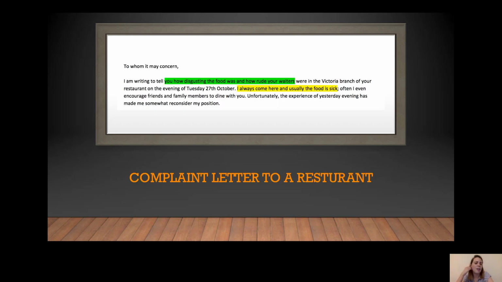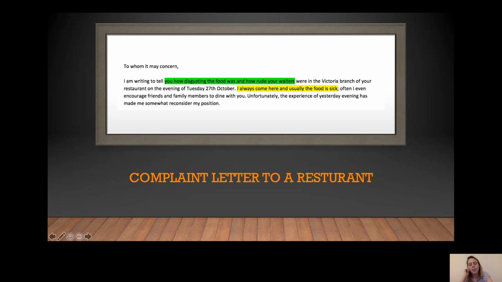Now, let's have a look at this complaint letter to a restaurant, and this will form the basis of today's task. "To whom it may concern." This is a real letter that we have. It was written to a restaurant in London. "I am writing to tell you how disgusting the food was and how rude your waiters were in the Victoria branch of your restaurant on the evening of Tuesday, the 27th of October. I always come here and usually the food is sick. Often, I even encourage friends and family members to dine with you. Unfortunately, the experience of yesterday evening has made me somewhat reconsider my position."